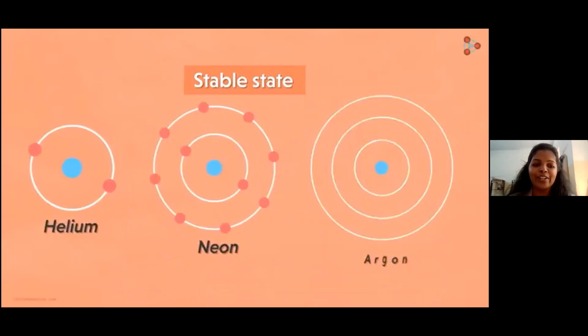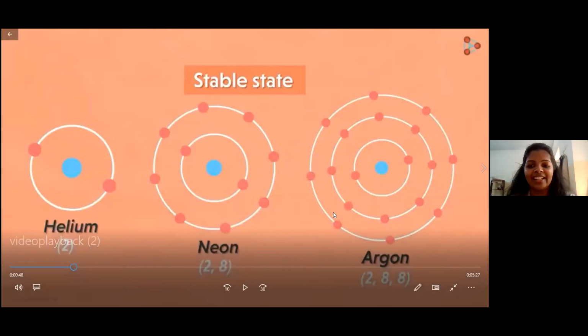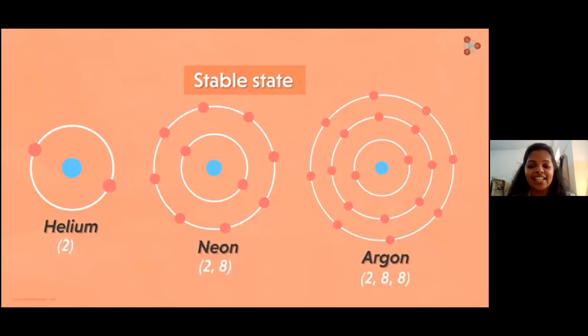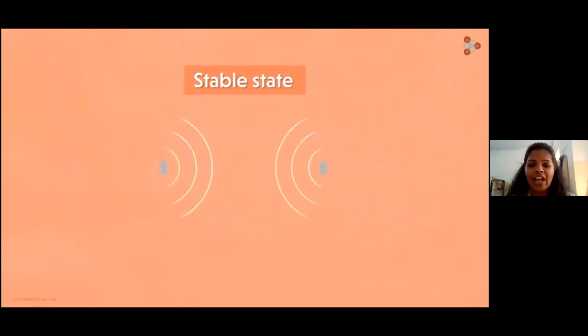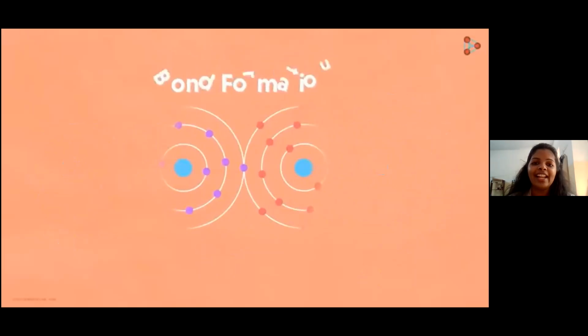Next, we are going to discuss these atoms' names. The first one is helium, the second one is neon, and the third one is argon. The electronic configuration for helium is 2, for neon it is 2, 8, and for argon it is 2, 8, 8. All of them are in the stable state.